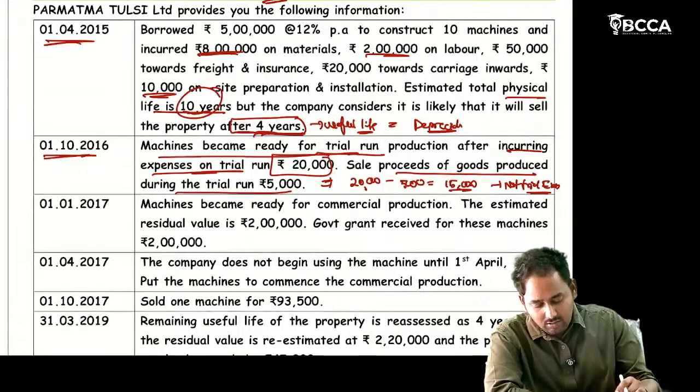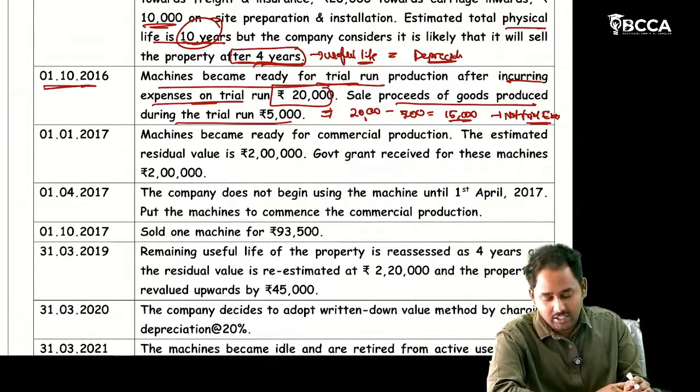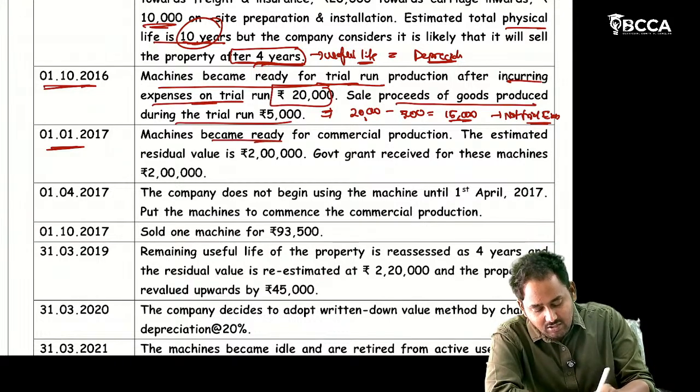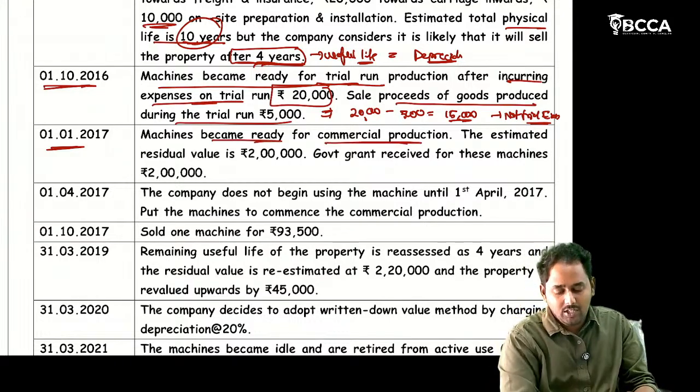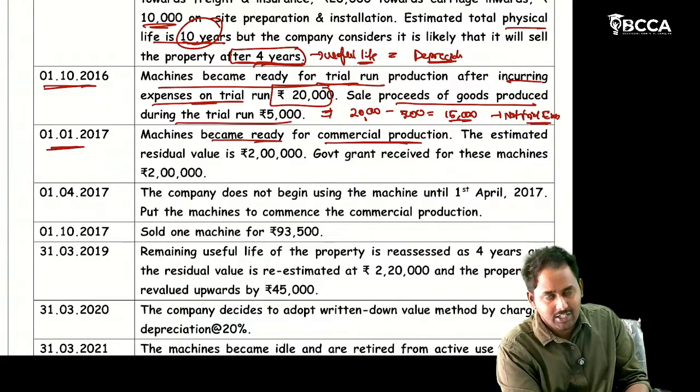Wait, after reading the question you can get the clarity. On 1/1/2017 the machine is ready for commercial production. What is ready to use? What is the date of ready to use?